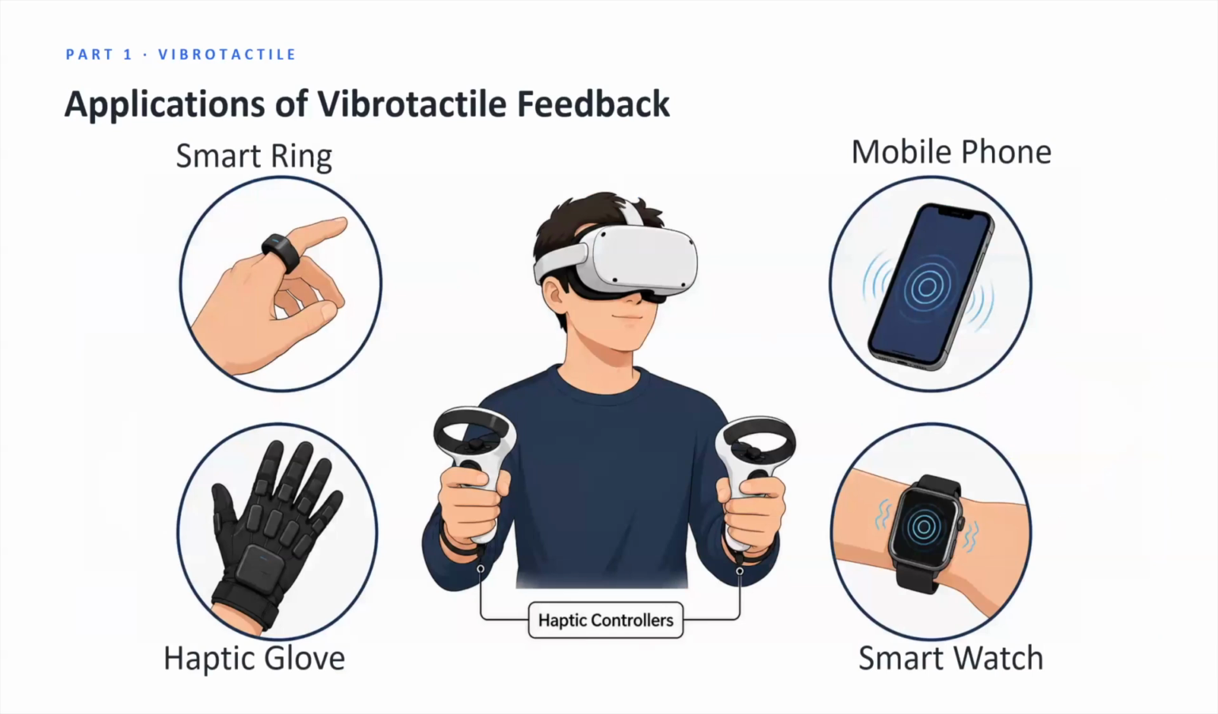And when you go into applications, for example, in virtual reality, if you get the Quest headset, you have controllers with Vibro-tactile feedback. If you get a smart ring, you have Vibro-tactile feedback. Obviously, the mobile phones and your smartwatch give you notifications with vibrations, and haptic gloves as well.